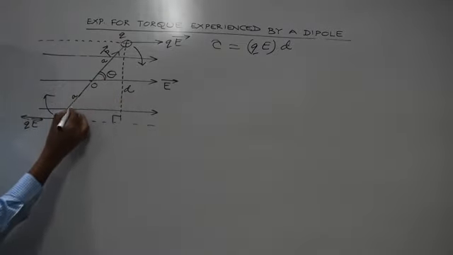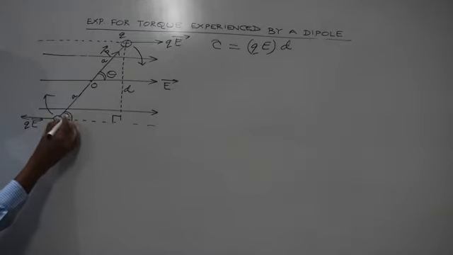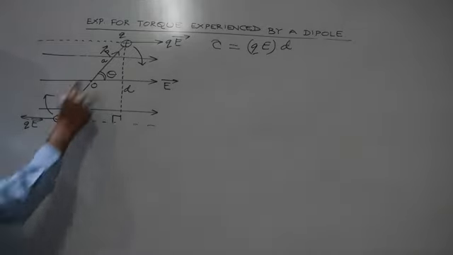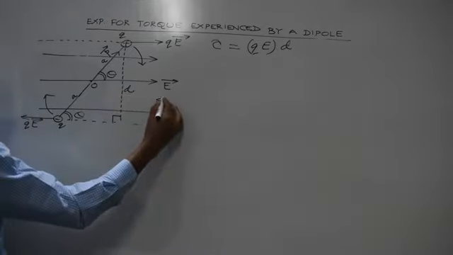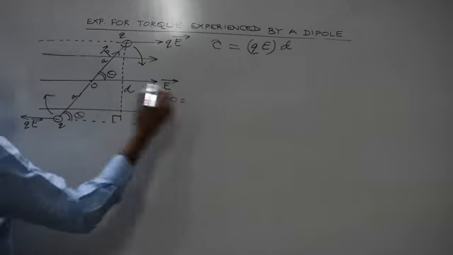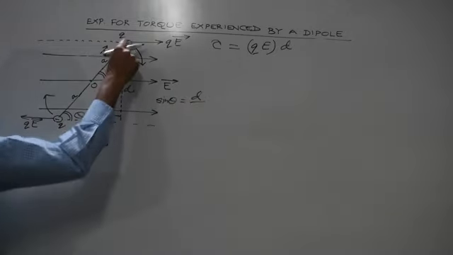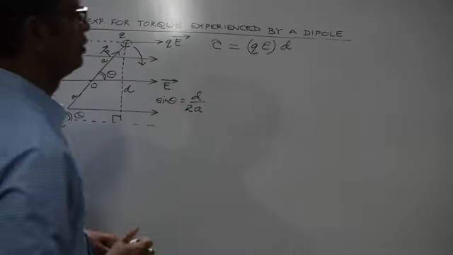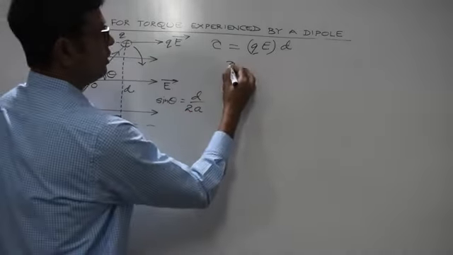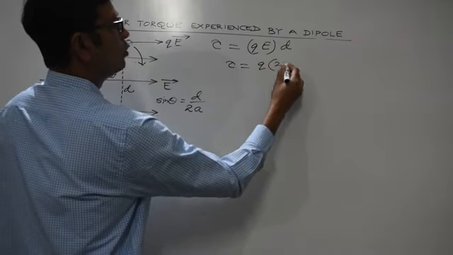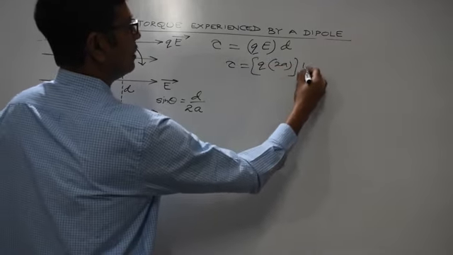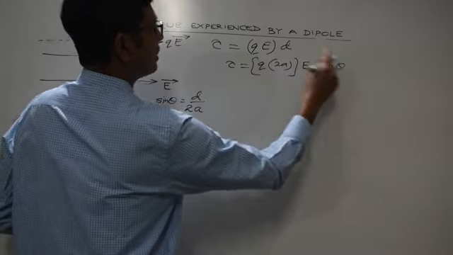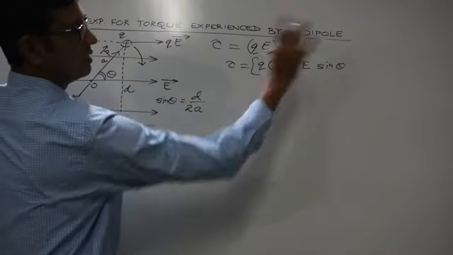Now, this angle is also theta, the corresponding angle. This is a right angle triangle. If you consider sine theta, it will be perpendicular by hypotenuse. d divided by this hypotenuse, which is the dipole length 2a. So d can be written as 2a sine theta. Substituting the value of d over here, we can write qE times 2a sine theta.